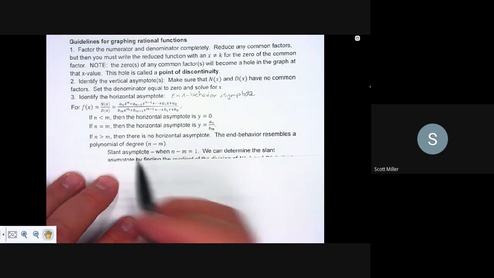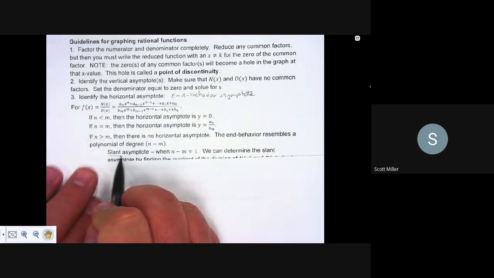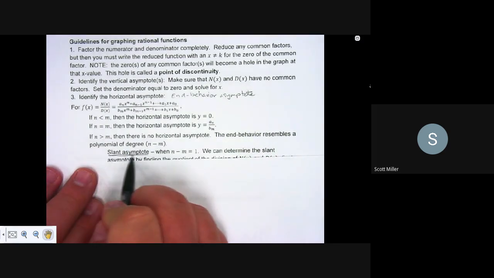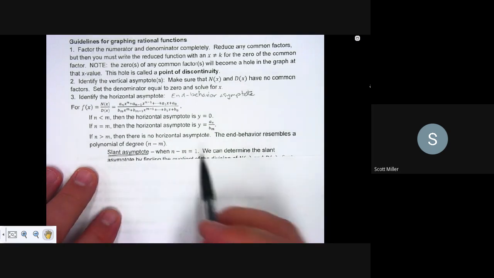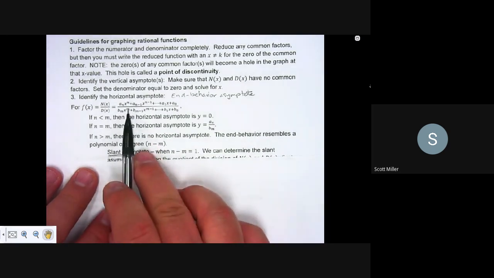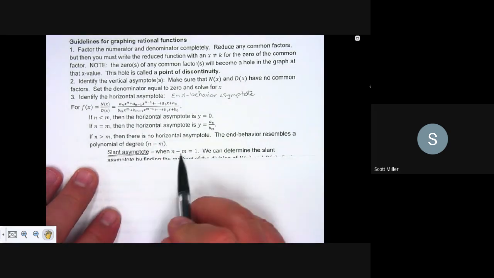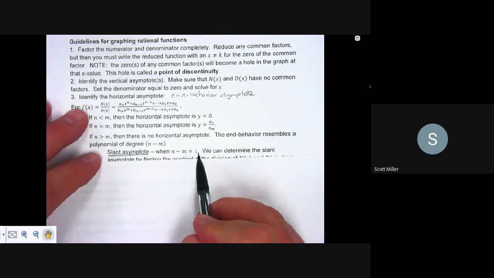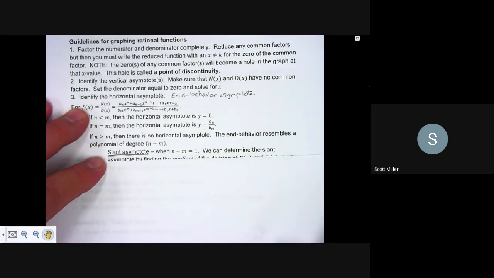We are only going to look at what's called the slant asymptote. We're not going to graph anything beyond a slant asymptote, which basically means that the difference is going to be 1. So n minus m will equal 1, meaning we're going to have a diagonal line, basically, a slant.